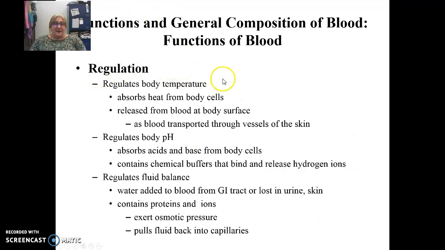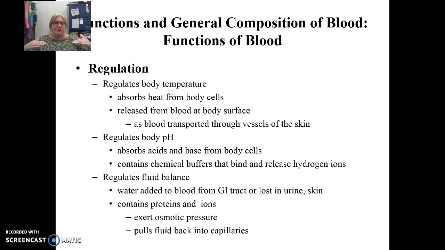But blood also regulates body temperature. So remember last semester we did an activity where you had to exercise, and then during the exercise they were checking to see how hot you felt and if your face started to flush. And we looked at what was going on. Were you sweating? What was happening? Because blood helps to maintain body temperature.